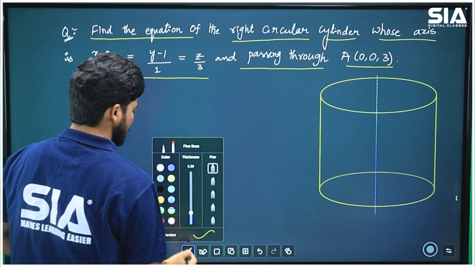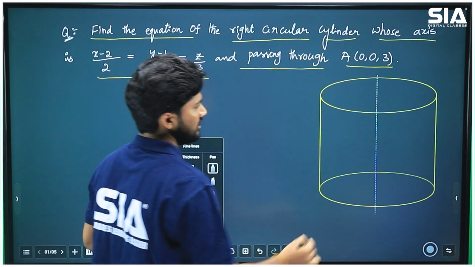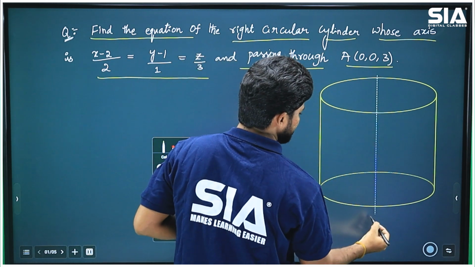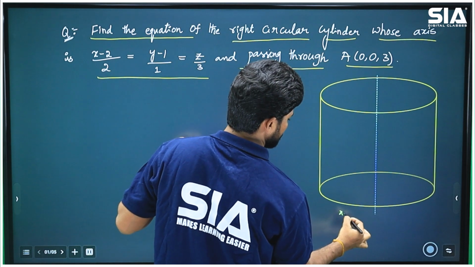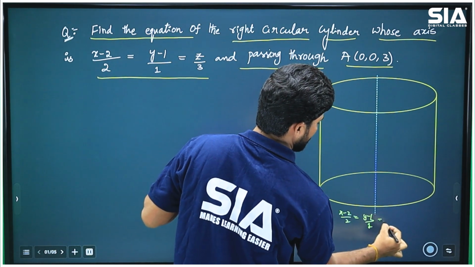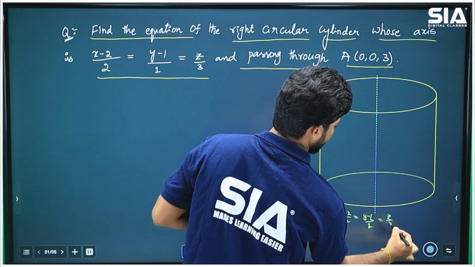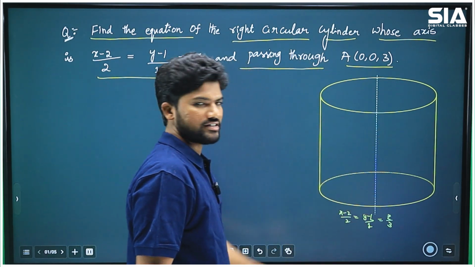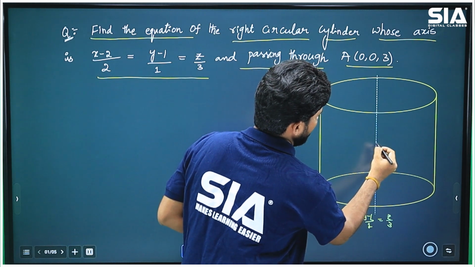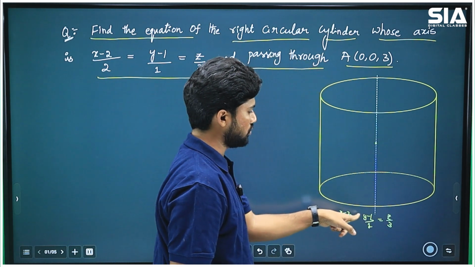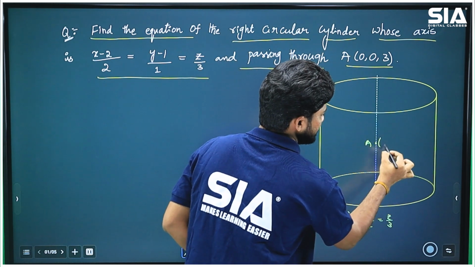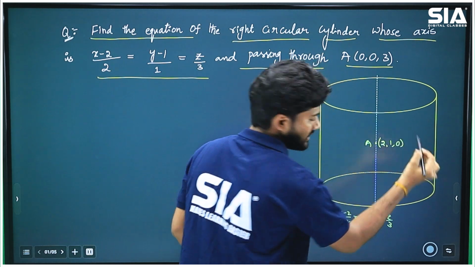Okay, so here you have the diagram of the right circular cylinder. This is the axis of the right circular cylinder. Now this axis equation is: (x minus 2)/2 is equal to (y minus 1)/1 is equal to z by 3. This is the equation of the axis of the right circular cylinder. Now from this equation, this axis is passing through one point. Take that point as (2, 1, 0). I am taking that point on the axis as capital A is equal to (2, 1, 0).